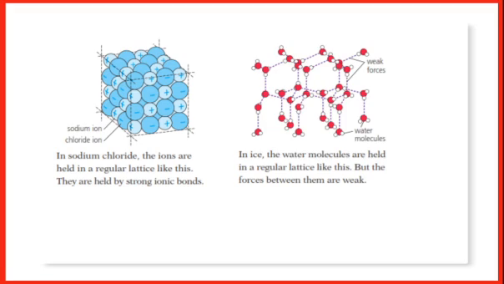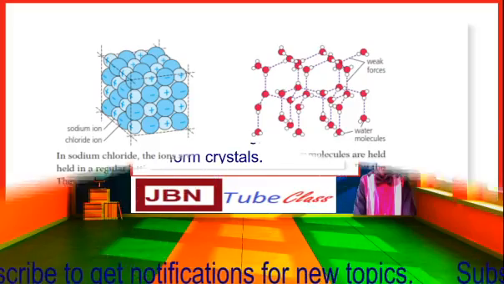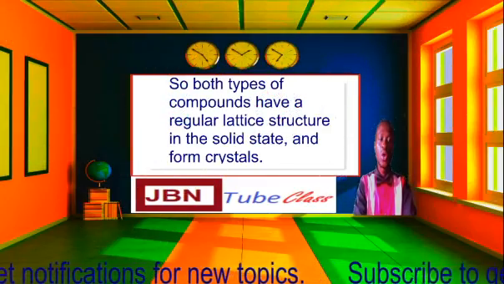Then look at the lattice of ice. You will discover that though the particles are arranged in a regular lattice, you can see spaces between the particles, indicating that the force of attraction between them is weak.